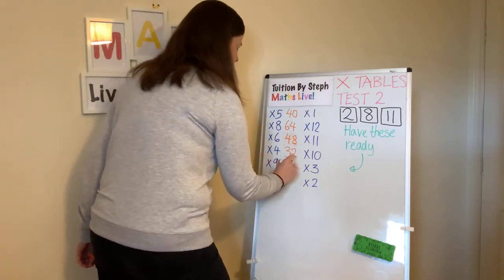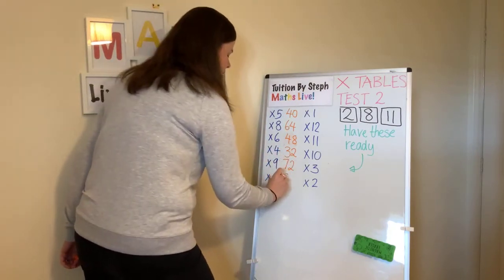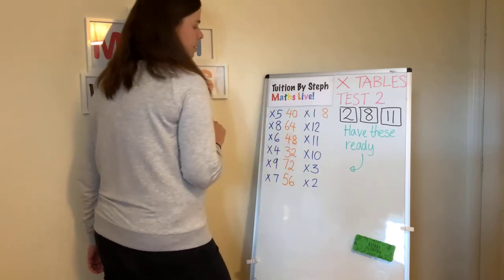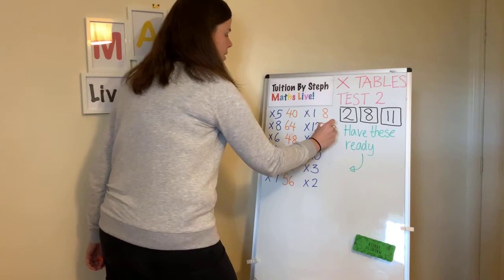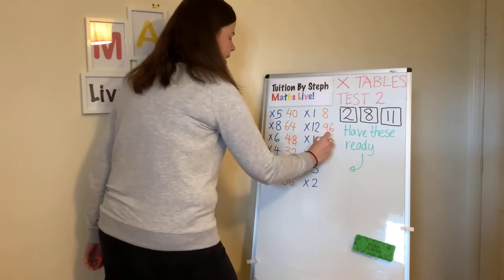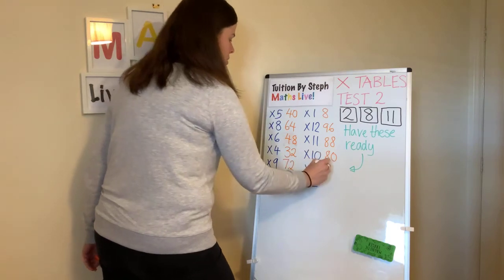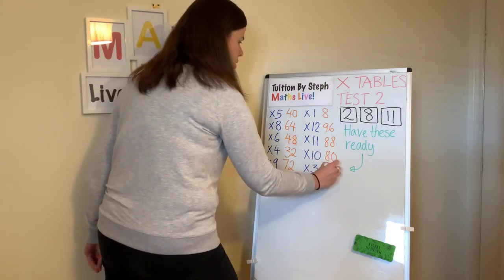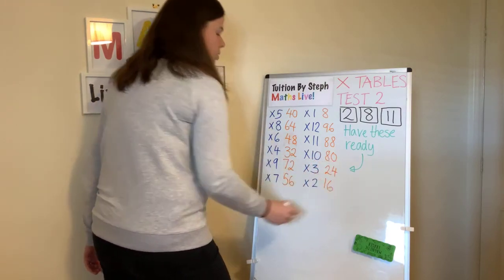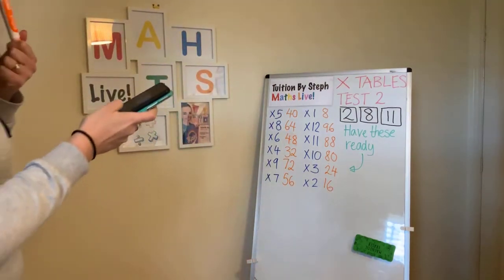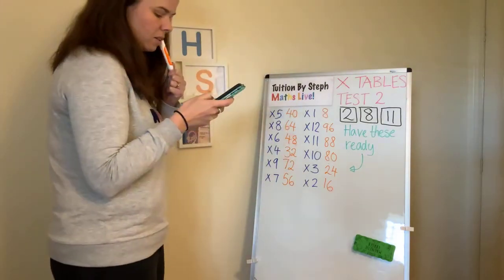9 8s are 72. 7 8s are 56. 1 8 is 8. 12 8s are 96. 11 8s are 88. 10 8s are 80. 3 8s are 24. And 2 8s are 16. Let's see how you're getting along.